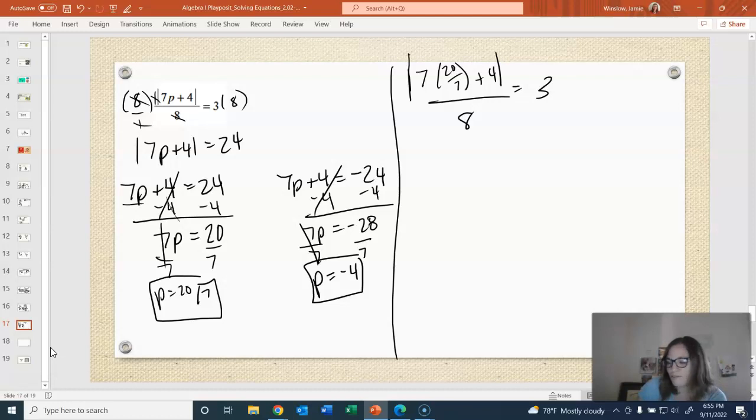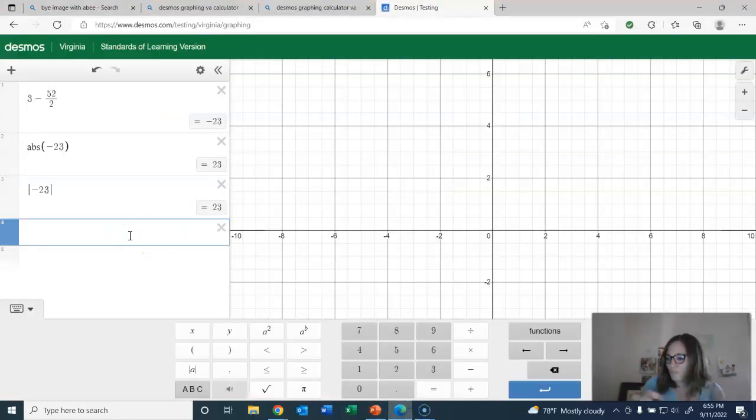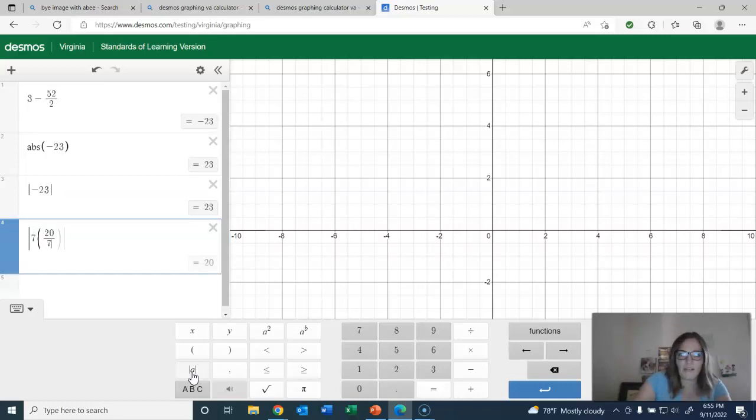7 times 20 over 7 plus 4 over 8. Does that equal 3? Let's see. You can do it step by step, or you can put the whole thing in if you're really careful. So I can do the absolute value bar, and then 7 times 20 over 7. Be really careful. I need to arrow over now. Close that parentheses. Add the 4. Close the absolute value bar. And then divide by 8.